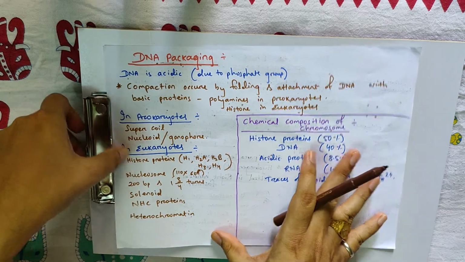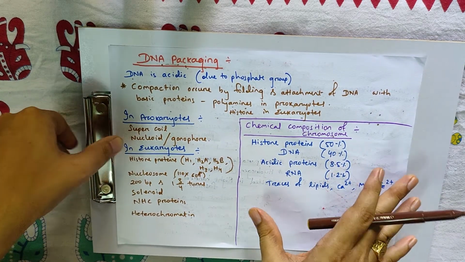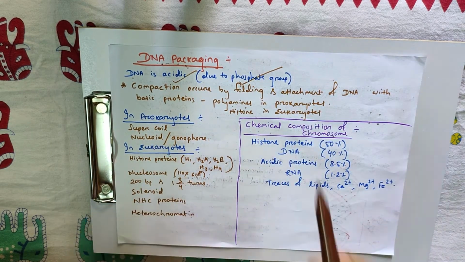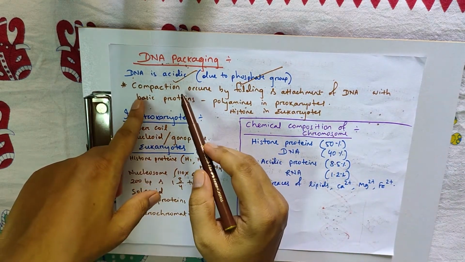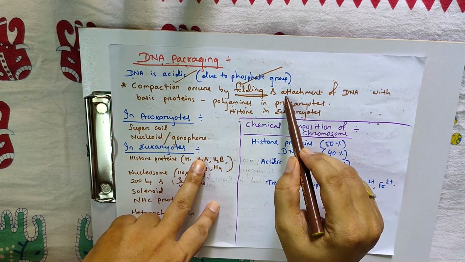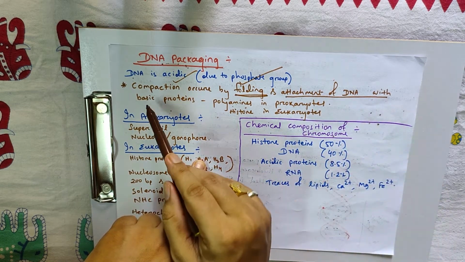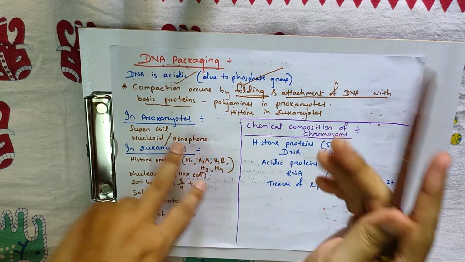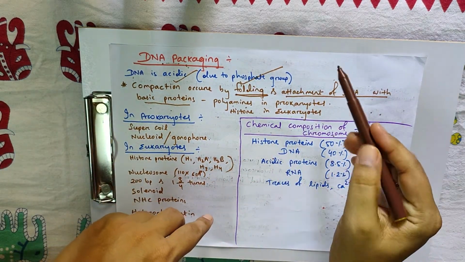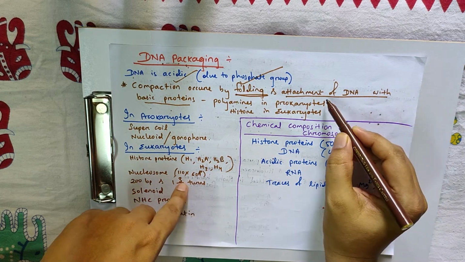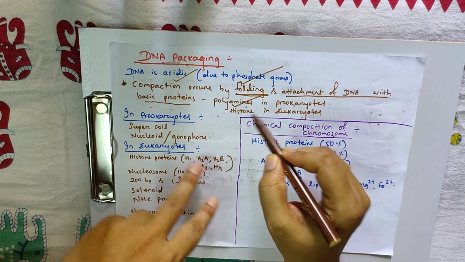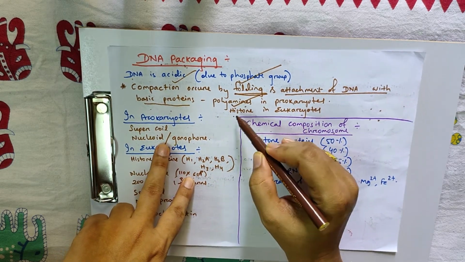Now come to the topic, DNA packaging. DNA is acidic in nature due to the presence of phosphate groups. DNA becomes compact by folding mechanisms, and the attachment of DNA with basic proteins takes place. In the case of prokaryotes, it is polyamine. In the case of eukaryotes, it is histone.